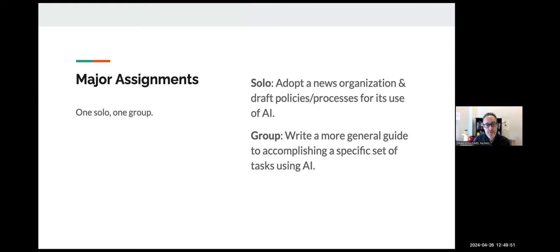Lastly, I just want to finish up quickly with two things. For major assignments, in addition to those regular tasks, I had students adopt a news organization to draft policies and processes for its use of AI.